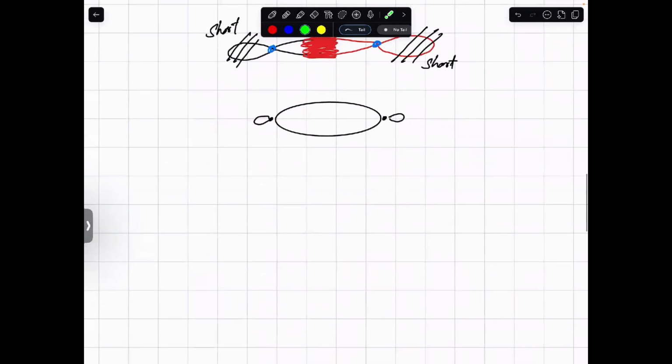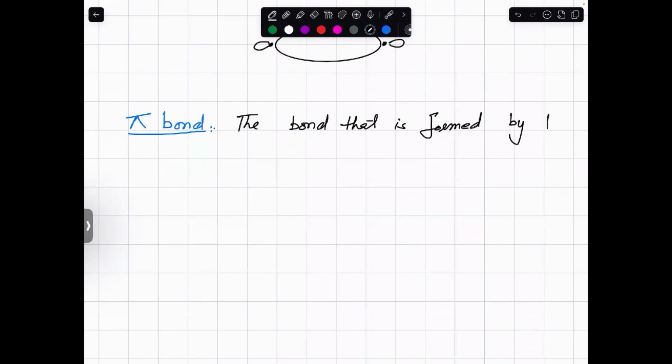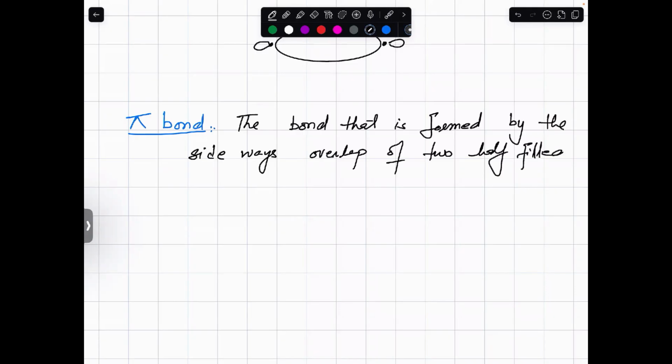Now, what is pi bond? You know what is pi bond? Pi bond: the bond that is formed by the sideways overlap of two half-filled parallel p orbitals.